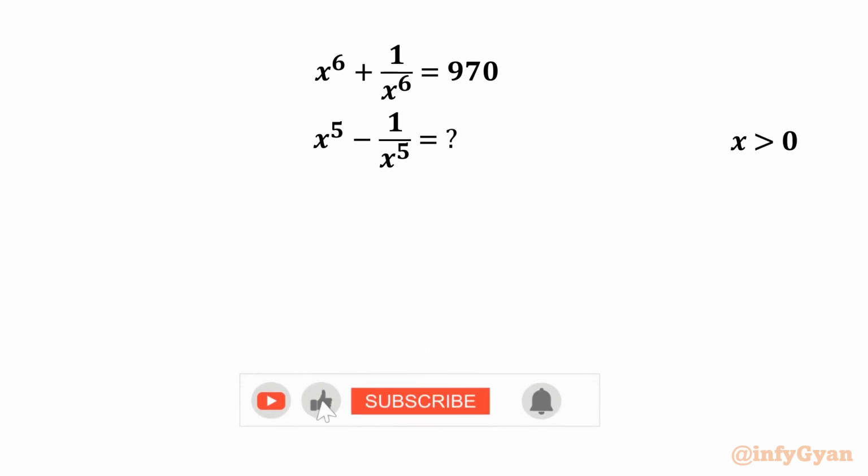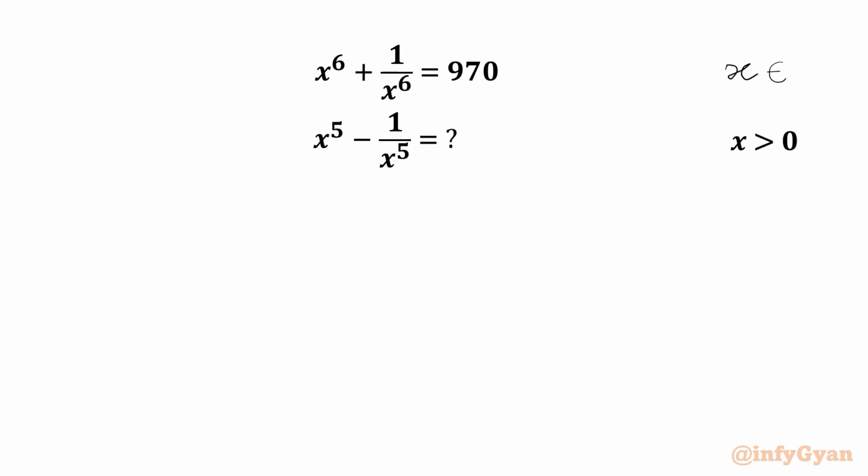Today in this video we have one very interesting question from algebra. We have to evaluate the expression x power 5 minus 1 over x power 5, if x power 6 plus 1 over x power 6 is 970, given that x is a real number and positive. So let's get started by considering this as equation 1. The required expression is, suppose, E.